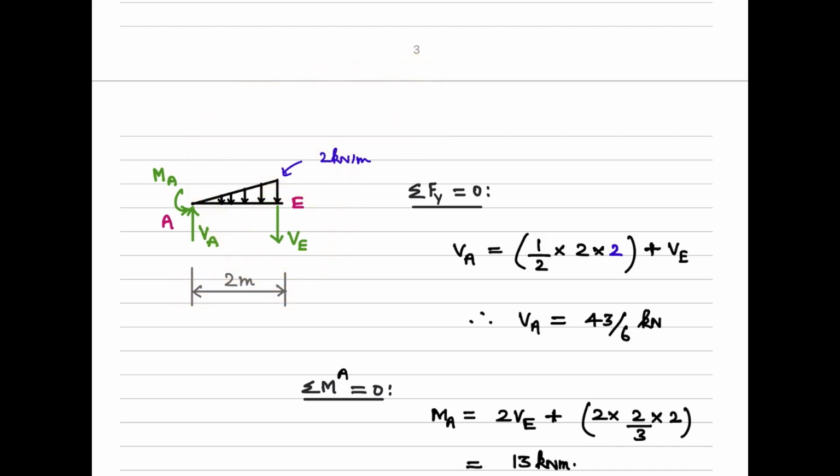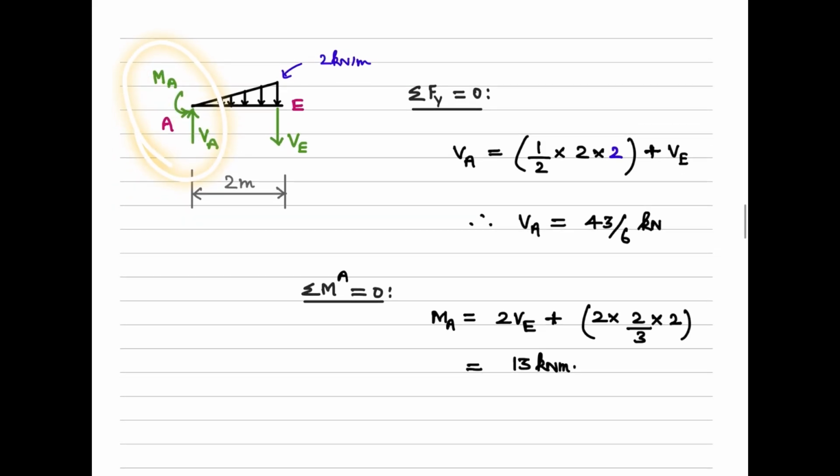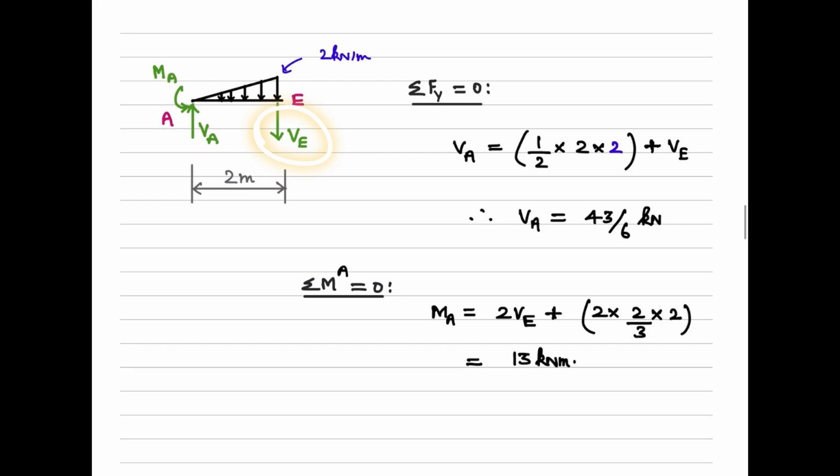Apart from that, what else is there? We need to consider the condition that this joint A, support A, is a fixed one. Therefore, we need to show the reactive component VA and then the reactive moment MA. So we are assuming the directions like this initially. As we know the value of VE, the only unknowns are MA and VA. So again, we can use the conditions of summation of vertical force equal to 0 and summation of moment about the point equal to 0. This is straightforward. One can do that. I will just give you a brief explanation.